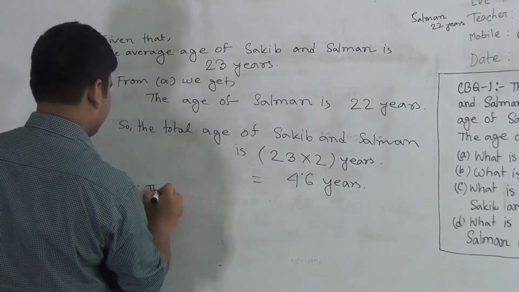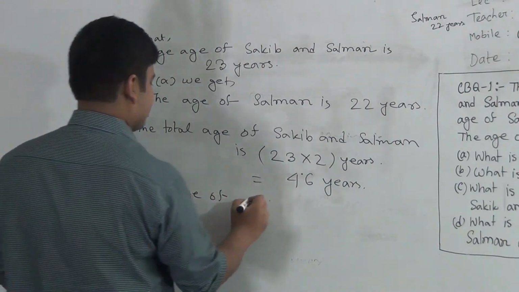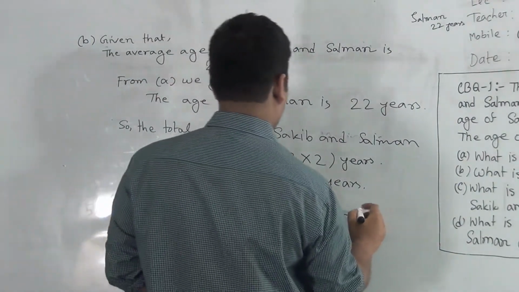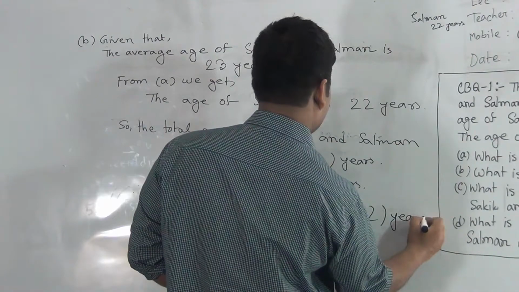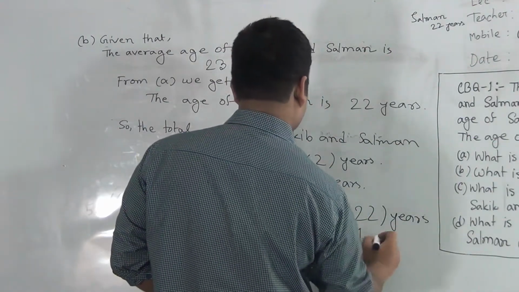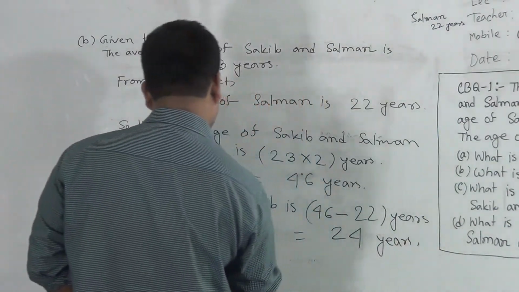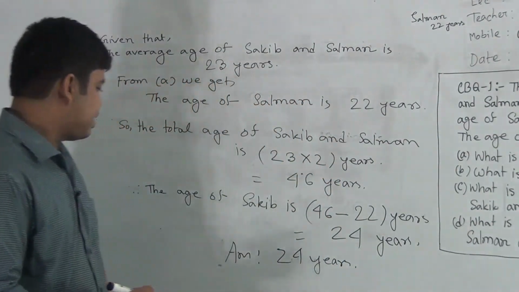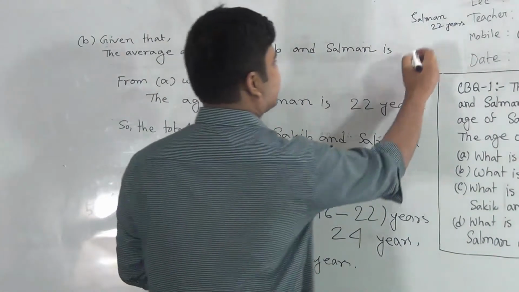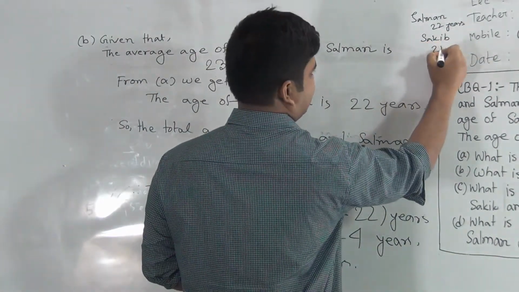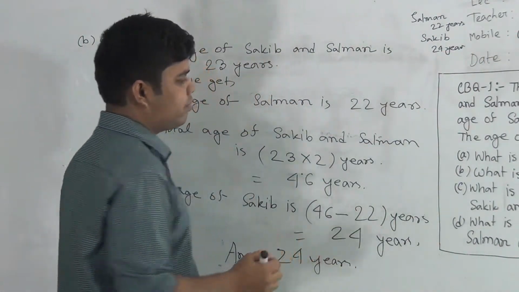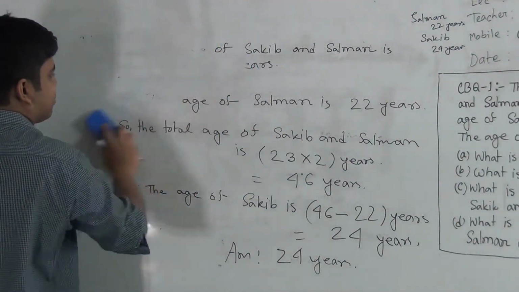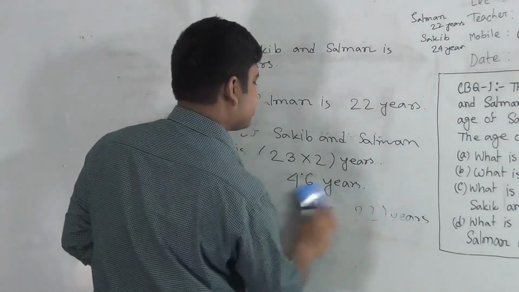Therefore the age of Shakib is 46 minus 22 years. Okay, then we get 24 years, and it is the answer. Okay, 24 years. We need the Shakib age also, so here I write Shakib 24 years. Okay, it's from question number B. Now I erase question number B and start to solve question number C. Question number C is so easy.